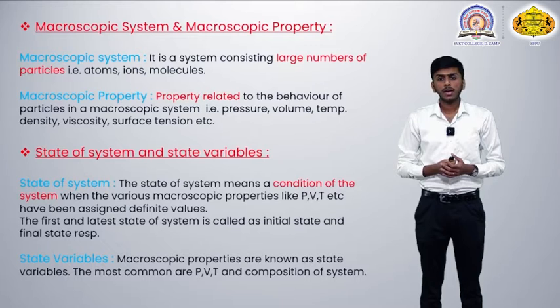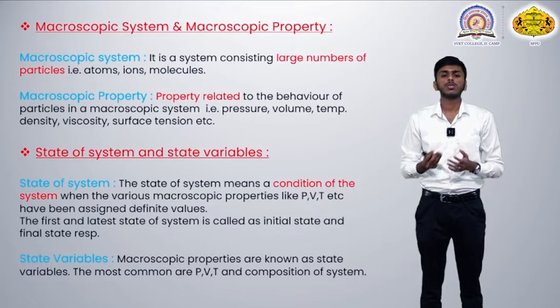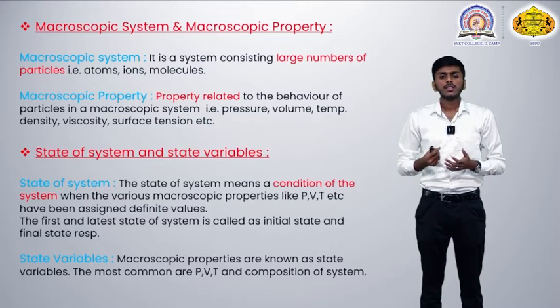Macroscopic system and macroscopic properties. A macroscopic system is a system consisting of a large number of particles, that is atoms, ions or molecules. Macroscopic properties are properties related to the behavior of particles in a macroscopic system, that is pressure, volume, temperature, density, viscosity, surface tension, etc. Next point is a state of a system and state variables.